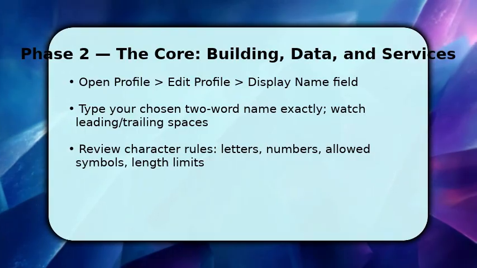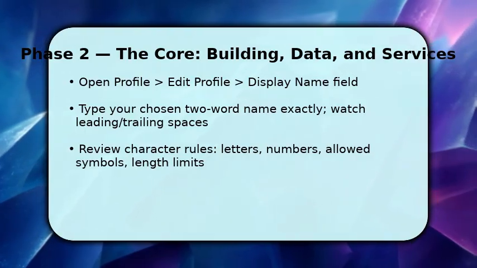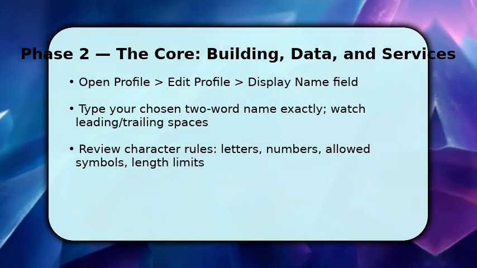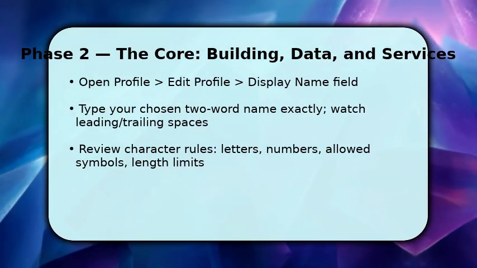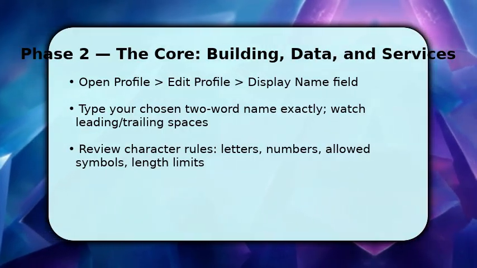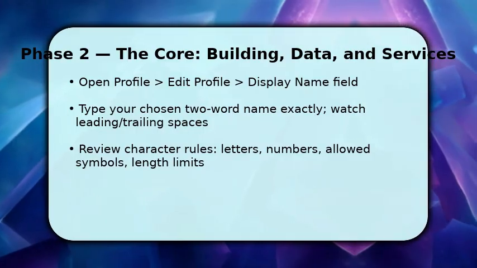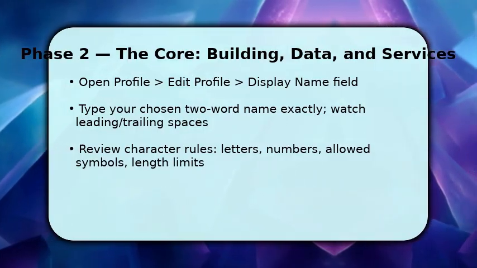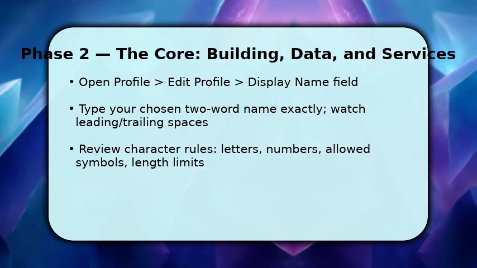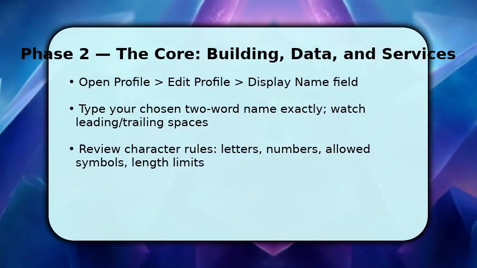Open your Roblox profile, choose Edit Profile, then locate the Display Name field. You must type the two-word name exactly, because extra spaces or missing punctuation will be rejected. Pay attention to Roblox character rules and length limits, since violations cause failure and force cooldowns. Once entered, preview it mentally, correct capitalization matters for readability, and then save.